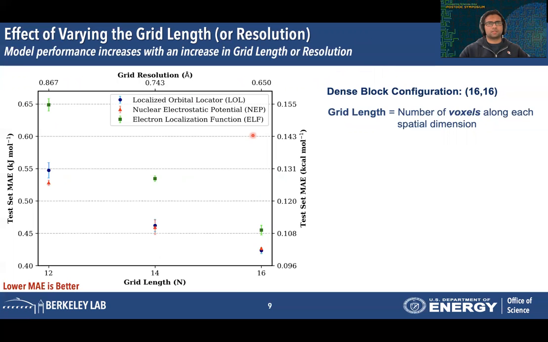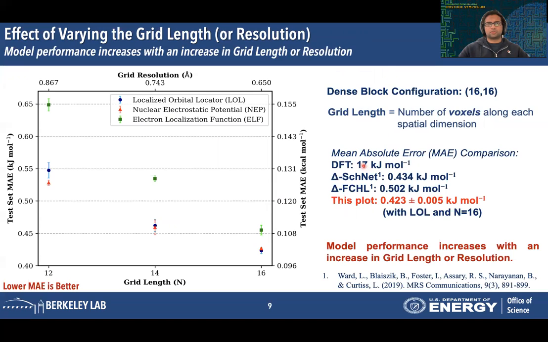Moreover, the training cost associated with the convolutional neural network scales as the cubic power of the grid length. Therefore, selecting an appropriate grid length is quite important if the computational resources are scarce. For this plot, we generated the descriptors with different grid lengths, 12, 14, and 16. These input representations are then used to train the DenseNet architecture with a dense block configuration of 16, 16. This means that there are 16 dense layers in the first dense block and another 16 in the second dense block.